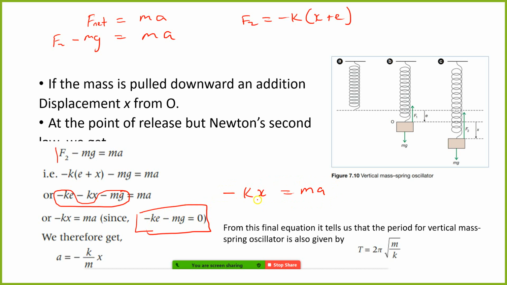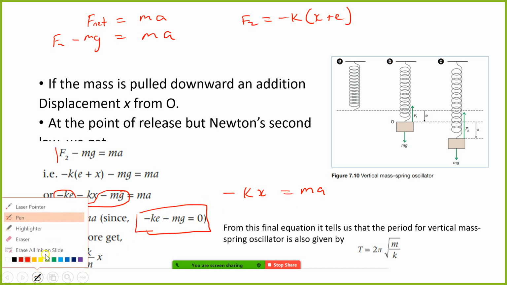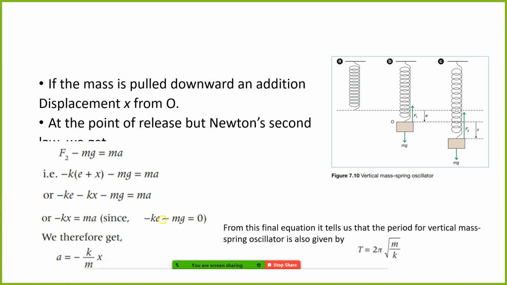Now, what we want to do is to transpose to make a the subject, which is the acceleration. So if I transpose minus kx equals ma to make a the subject, then my acceleration is going to be minus k divided by m, times x. Now, this is very crucial.